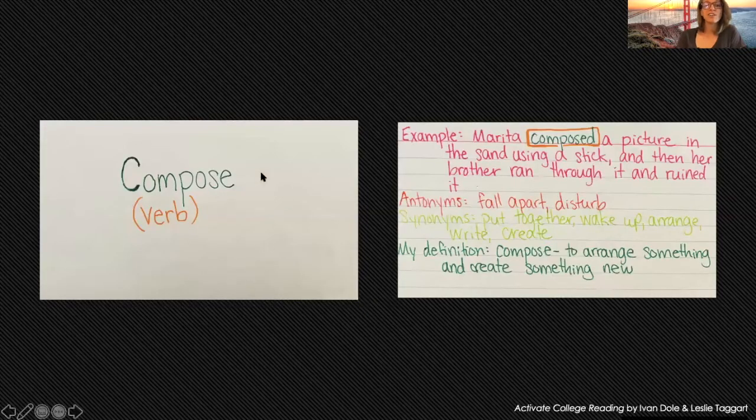So here is a color-coded version of this. I love my color codes. So I chose the word compose, and it is a verb. So the example sentence I came up with was, Marita composed a picture in the sand using a stick, and then her brother ran through it and ruined it. I found some antonyms in the thesaurus, fall apart or disturb. I found some synonyms in the thesaurus, put together, make up, arrange, write, or create. And then my definition was compose, to arrange something and create something new.